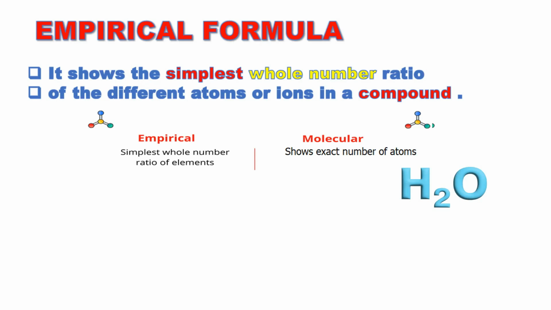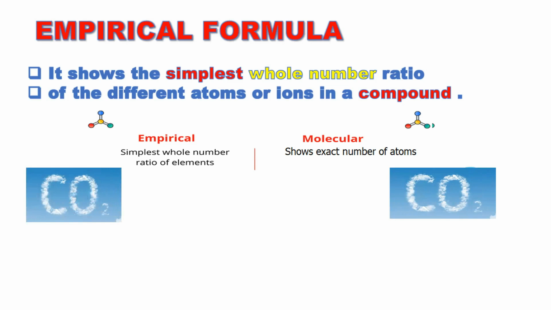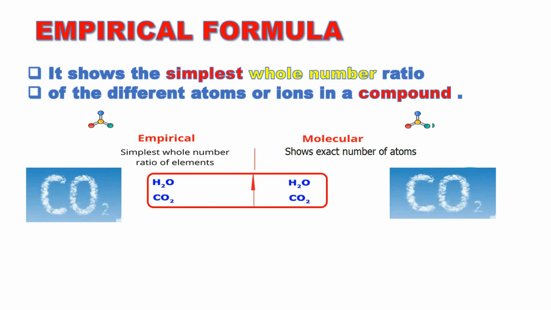It shows simplest whole number ratio of elements. So, H2O also. Okay? Another example, CO2. CO2 is formed from one carbon and two oxygen. What about its empirical formula? Also the same. We cannot divide on any factor, okay, of these two elements. So we have two examples where the empirical formula is the same like molecular formula, like H2O and CO2.